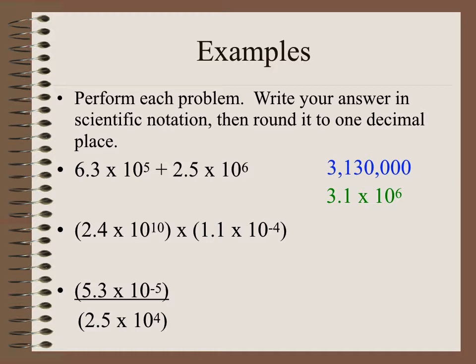The next problem, 2.4 times 10 to the 10th times 1.1 times 10 to the negative 4th gives us 2,640,000. Once again, the number is small enough in order to fit on the display in standard notation. In order to go along with the directions, we would then write it in scientific notation and round it to 1 decimal point. Therefore, we would have 2.6 times 10 to the 6th.